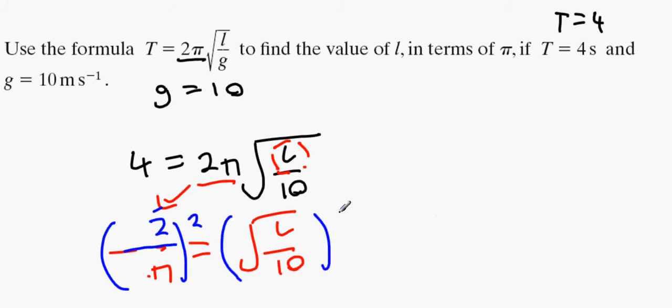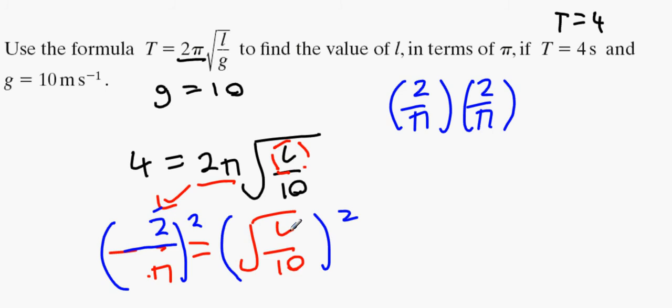And what happens here is 2 over pi squared is basically 2 over pi multiplied by 2 over pi. If you square a square root sign, the square root sign disappears. So it's basically equal to L over 10. 2 by 2 is 4. Pi by pi is pi squared. And that equals L over 10.